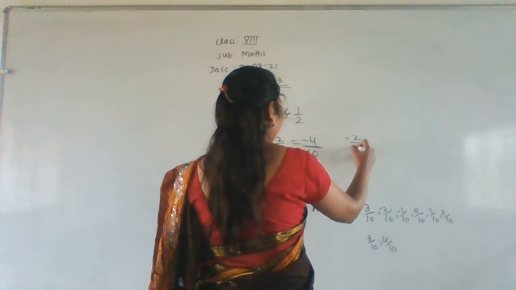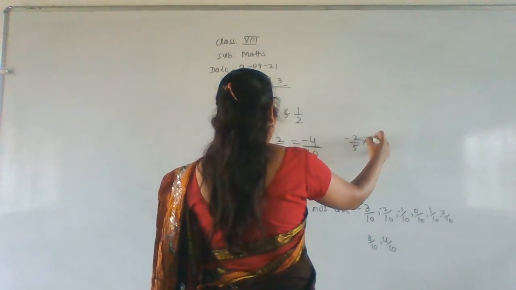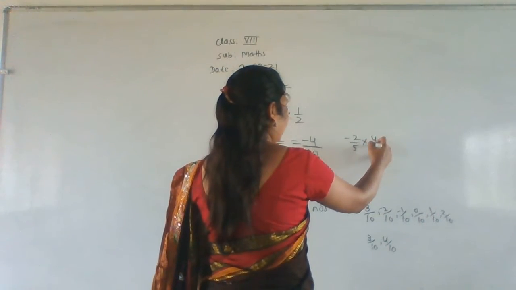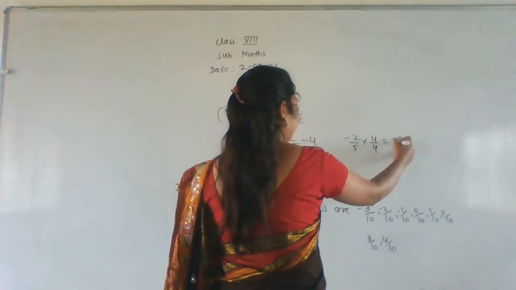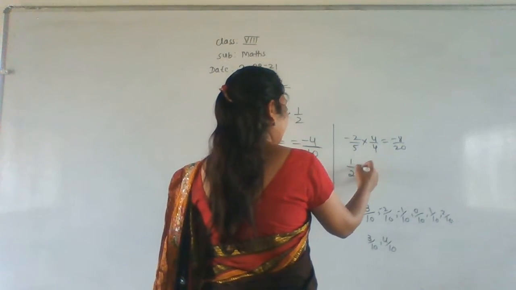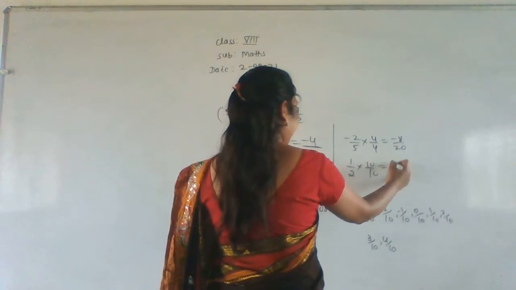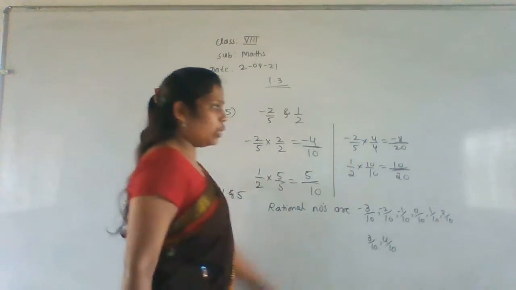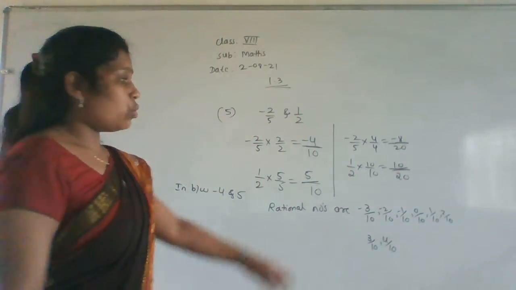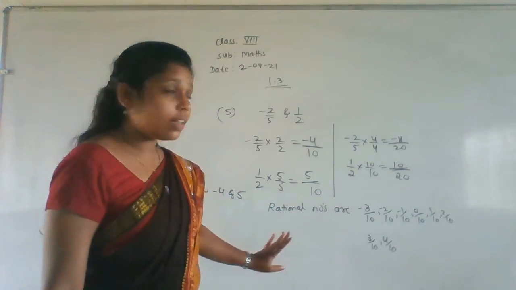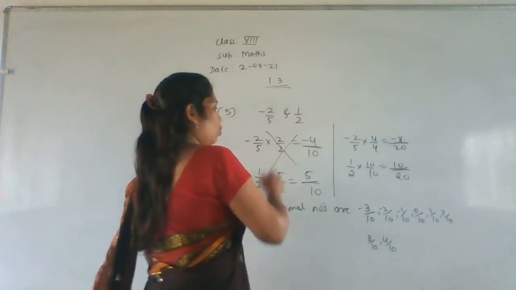See here, minus 2 by 5 into 4, 5 fours are 20. Yeah, here 4 4. This will be minus 8 by 20 here. 1 by 2 means multiply with 10 by 10. You get here 10 by 10. So now from minus 8 to minus 10, you can write rational numbers, right? So like this also you can do. Here I got only 8. For that reason, don't do it like this.